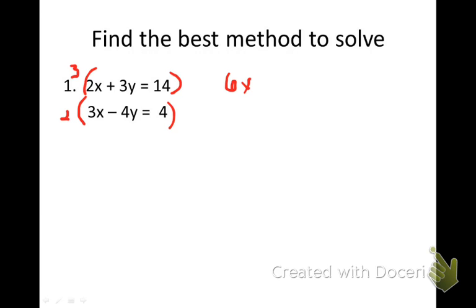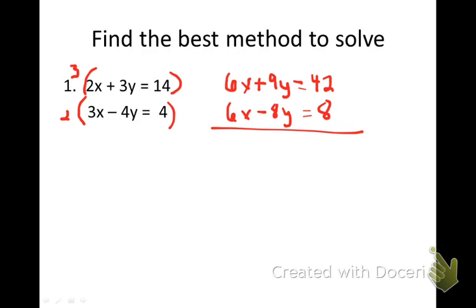So we get 6x plus 9y equals 42. Here we're going to get 6x minus 8y equals 8. So now I would subtract the two. 6x minus 6x is gone. 9y minus negative 8y becomes plus, positive, would be 17y. 42 minus 8 would be 34. Divide by 17 and I get y equals 2.